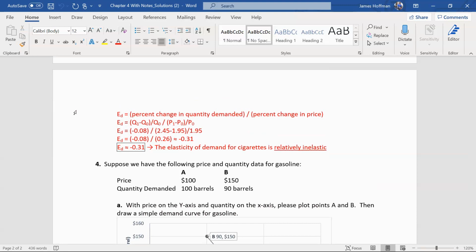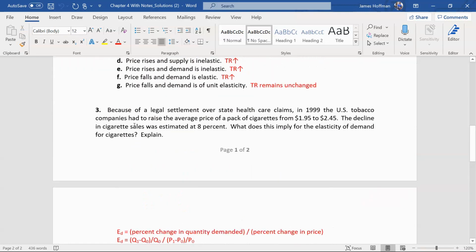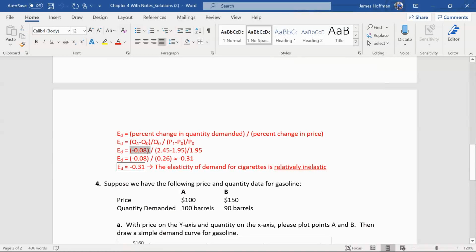Okay, so for this question, we were given the change of demand, right? So it said the decline in cigarette sales was 8%. So we don't have to calculate that part. We know the percent change in demand is negative 8%. Okay, so just put that there.